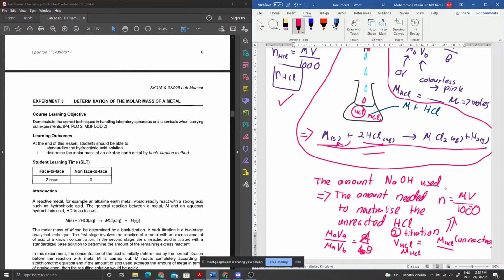Okay, so now you are comparing the total mole of HCl tolak dengan the moles of unreacted HCl. So bila you dah dapat the moles HCl total minus mole of HCl unreacted, maksudnya you boleh dapat the moles of HCl dekat sini, which is yang react dengan metal.